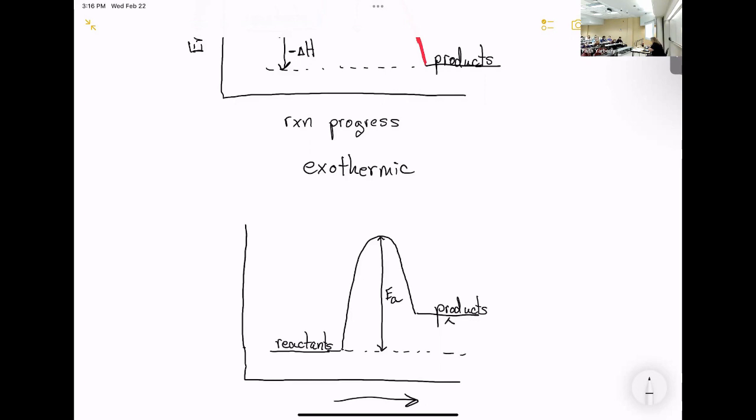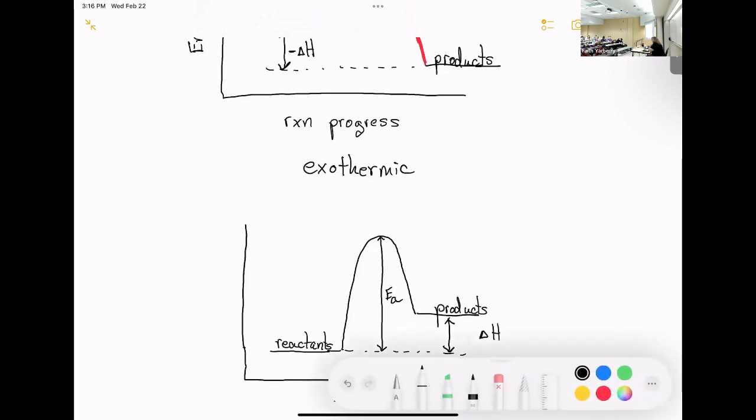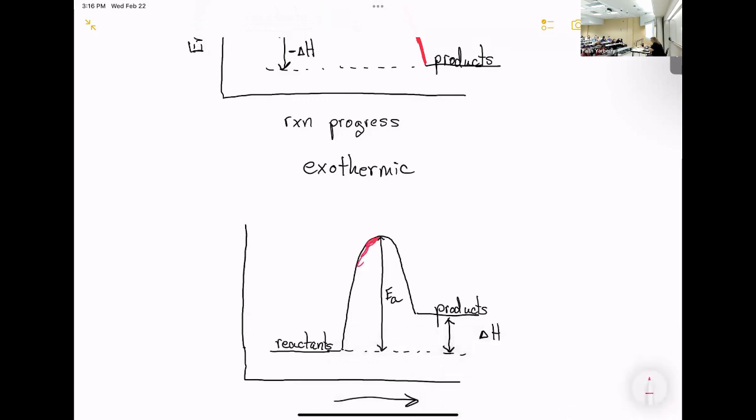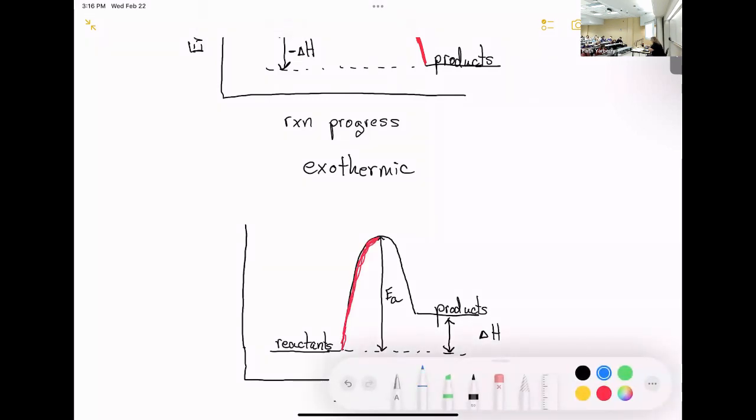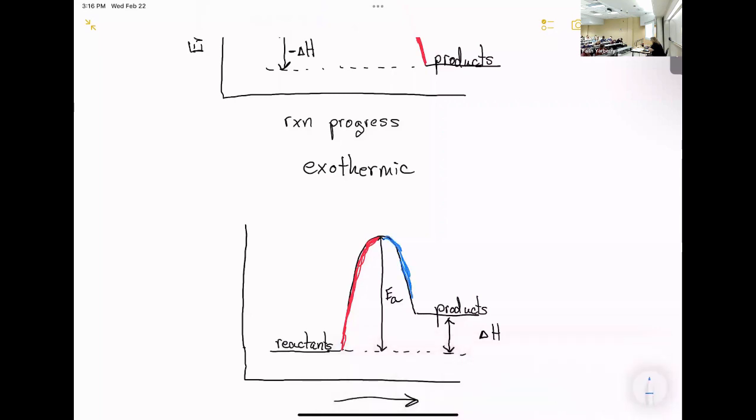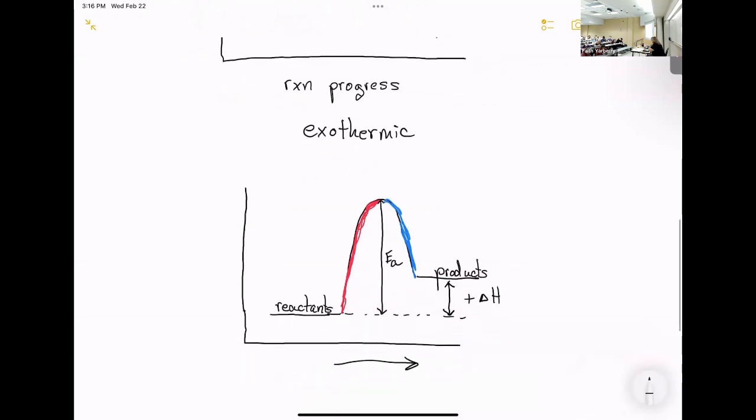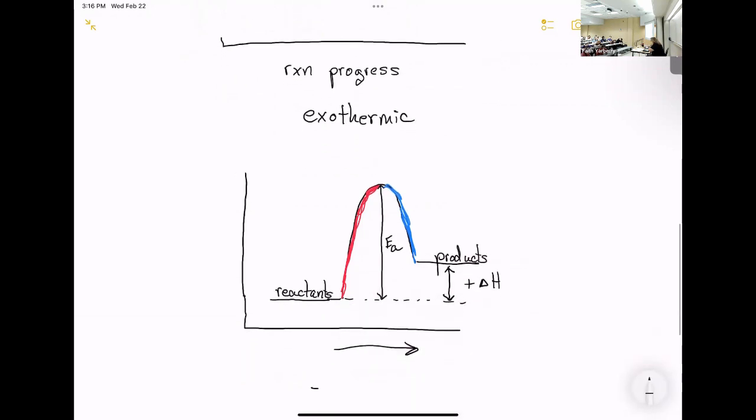And the difference between the reactants and the products is going to be related to its enthalpy. Now, in this particular case, you had to put in more energy than you got out. Because you put in more energy than you got out, this is a positive enthalpy. And so this is an endothermic process.